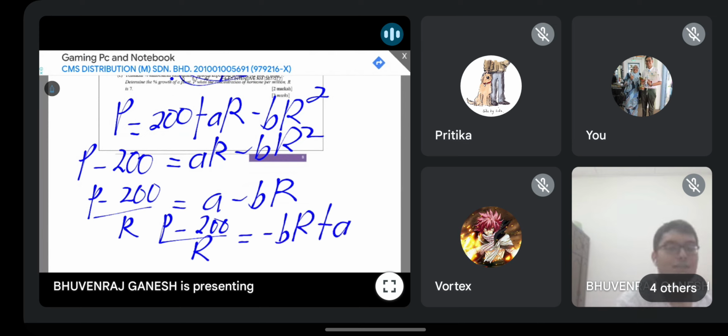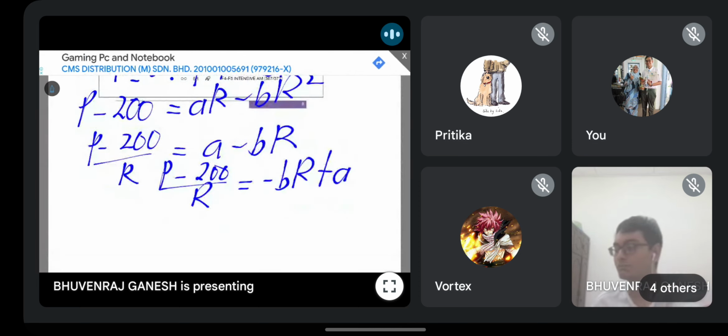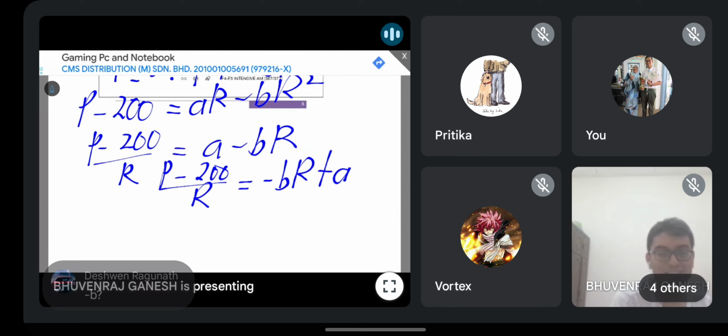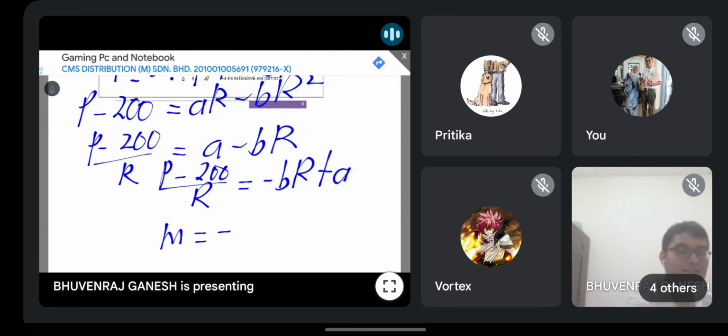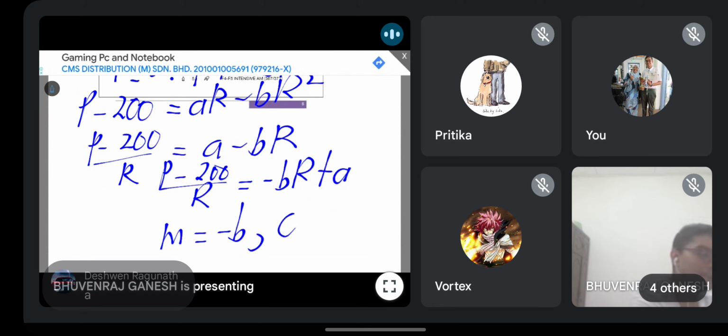So guys, what is your gradient value here? Can anyone tell me? What is the value? What's your value of gradient, guys? Hello, guys. Gradient value, please. Yes, negative B. And then the y-intercept value? Yes, A, very good.